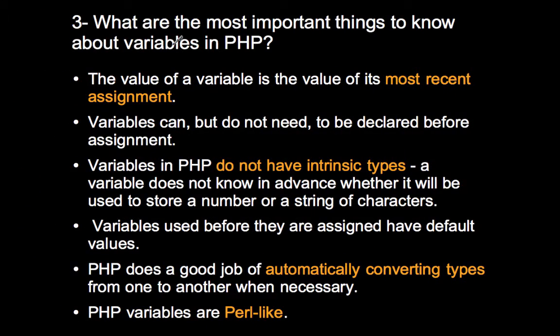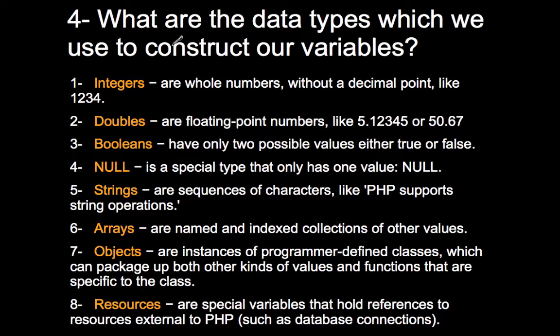Let's move to question 4. What are the data types which we use to construct our variables? We have 8 types: integers, doubles, booleans, null, string, array, object, resources.